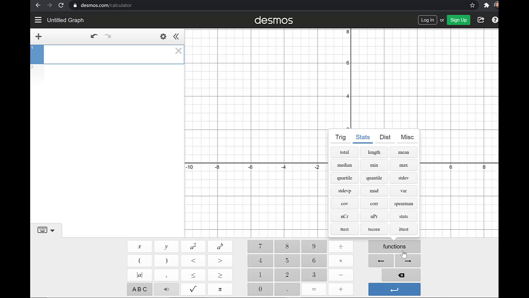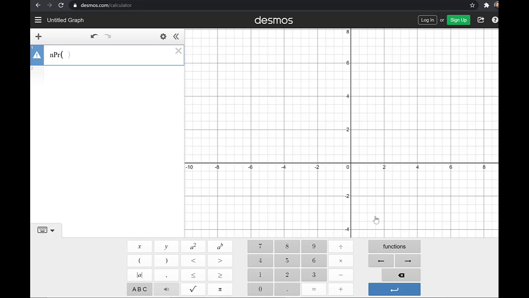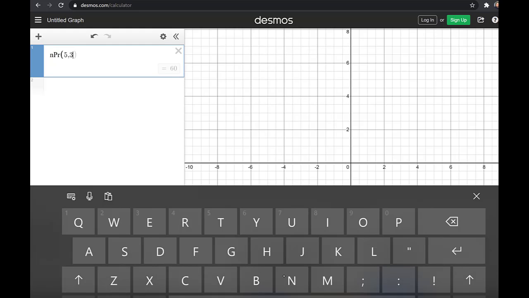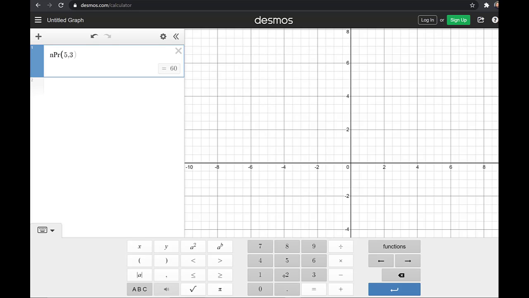You're going to go to Functions, and you're going to select Stats from this menu. And then down here, these are the 2 that we're going to be looking at the most right now. We have NCR and NPR. NCR is combinations. How many different groups can we create of 3? Permutations is how many different groups of 3 can we arrange in unique order. So we're talking about permutations right now. So you just click on NPR, and we're talking about 5 objects in groups of 3. And you can see right here, it already gives us the value is 60. So there are 60 ways that we can arrange 3 objects out of a possible group of 5.